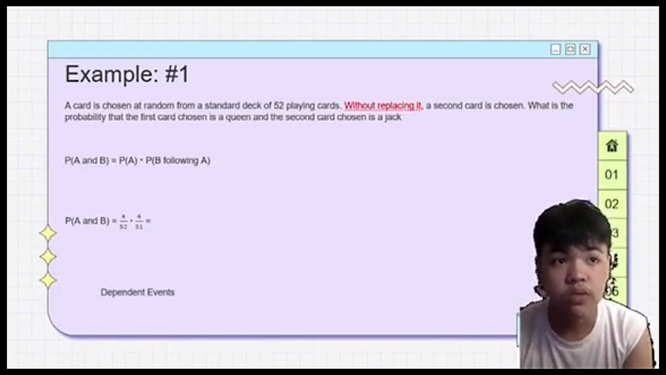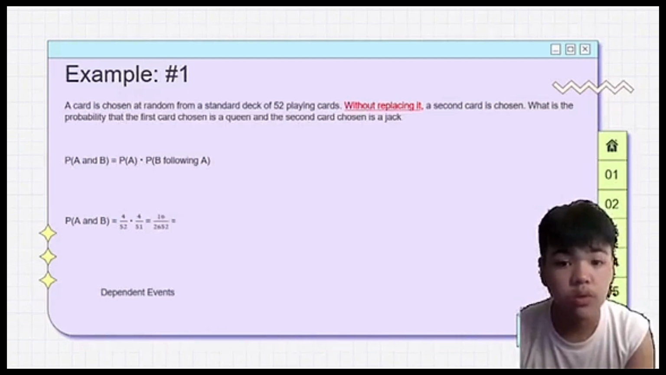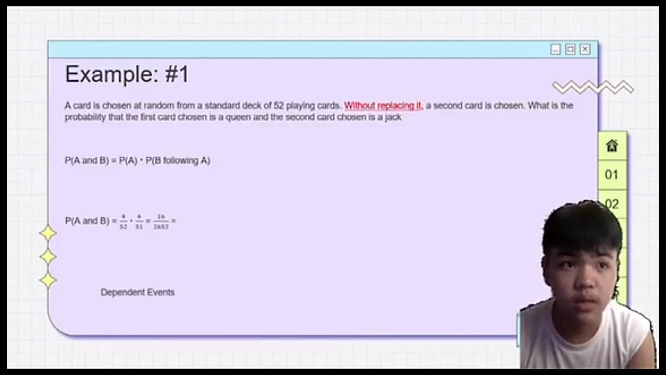So, 4 over 52 times 4 over 51 is equal to 16 over 2,652. So, pwede natin siyang i-simplify. So, it equals 4 over 663.